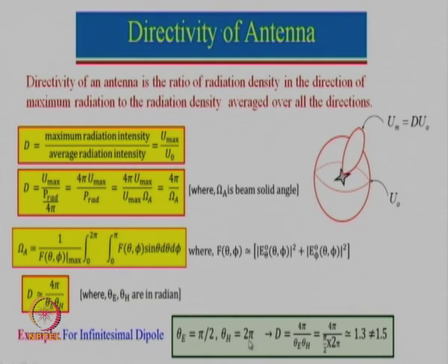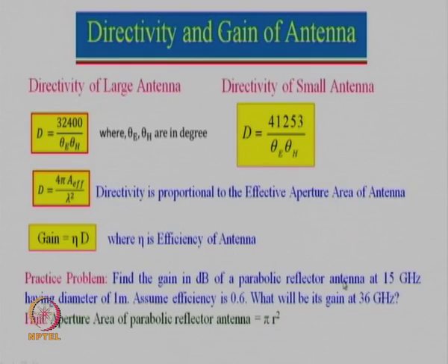If I substitute these values in this expression, we get a number which is 1.3, whereas we know that for an infinitesimal dipole antenna the directivity is equal to 1.5. So, this number predicts relatively smaller, but it is still reasonably close to this value, and you do not have to do any of these integrations. We will also tell you a simpler way to use this expression for larger antennas.